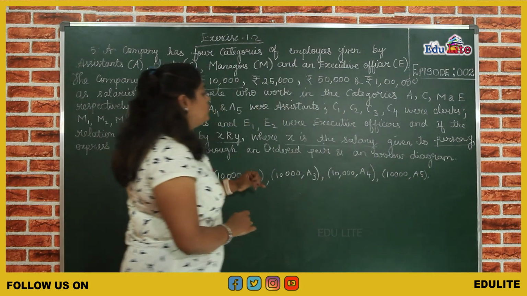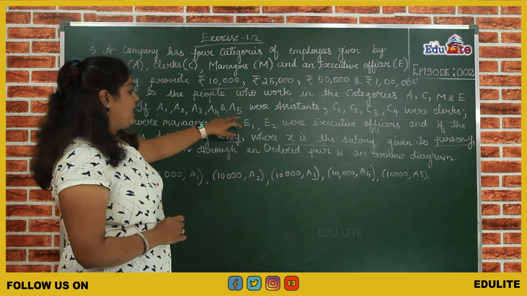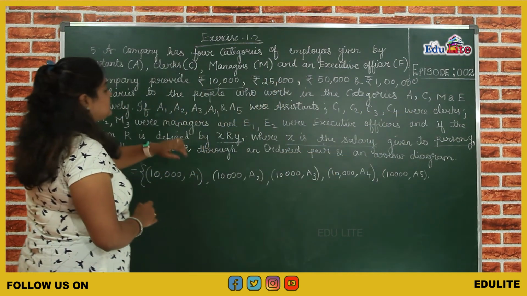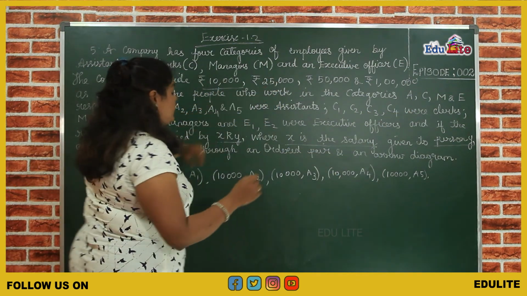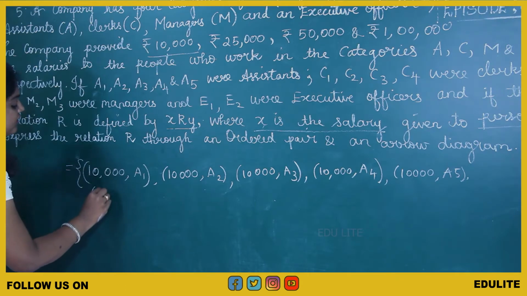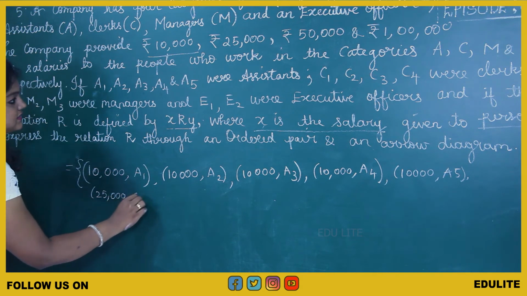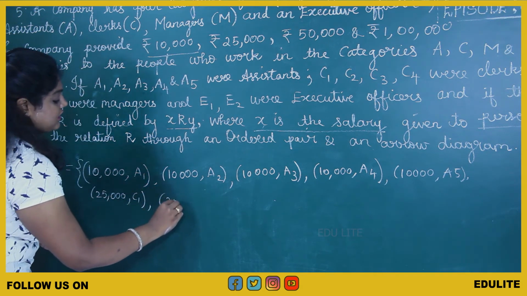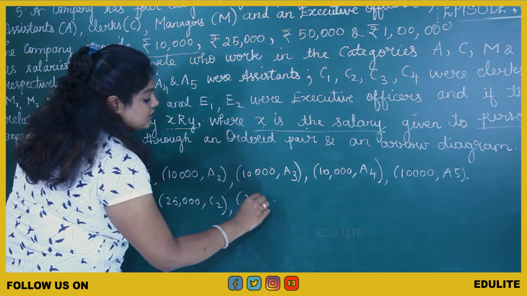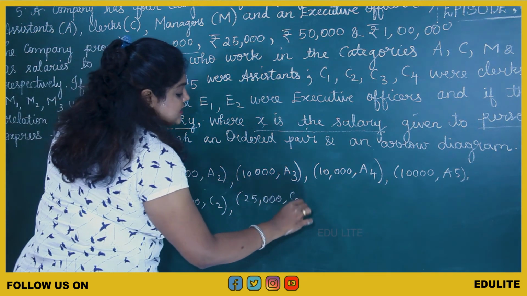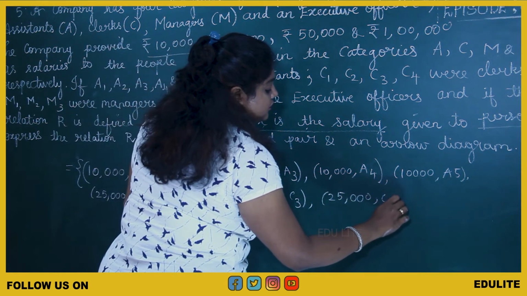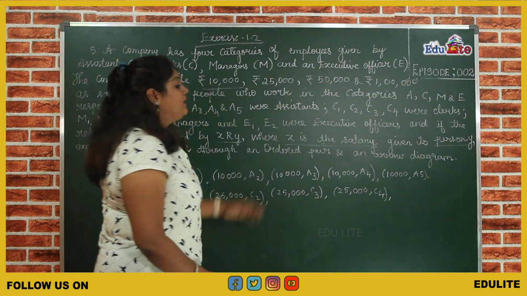Next we will move on to the next category C1, C2, C3. They were clerks and clerks have the salary as 25,000. So representing the same also in ordered pairs, we'll get it as 25,000, C1, 25,000, C2, 25,000, C3, 25,000, C4. So we have completed for clerks as well.